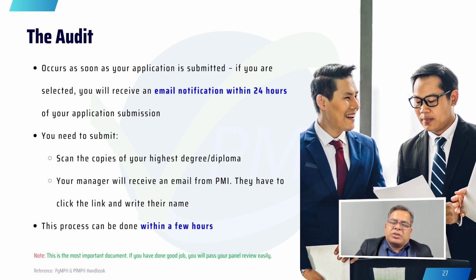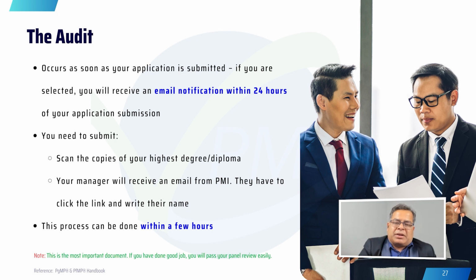So keep going there. If you are picked for audit, you will know immediately, and there will be an email sent out by PMI: hey, your application is picked for audit, and these are the things you have to do. What they're expecting is that you scan a copy of your highest degree or diploma, whatever they're asking for, and also provide the name and email address and phone number of your managers.